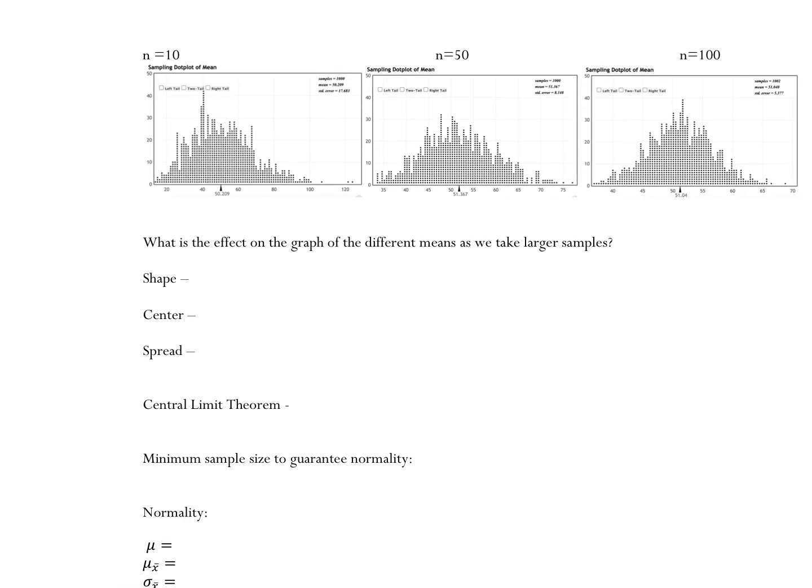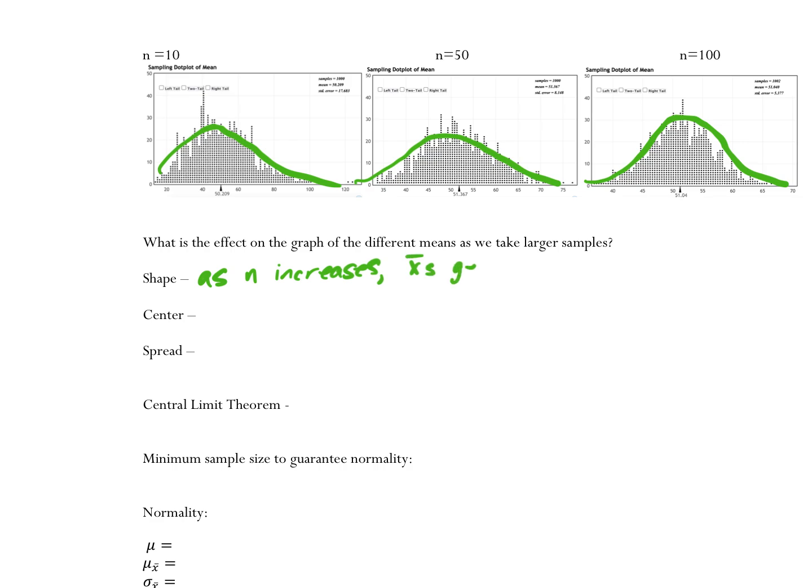As I look at each of these, the first one seems to be skewed right. The second one's getting pretty close to normal, maybe a little off. The last one is definitely normal. So as my sample size increases, the X bars get closer to normal.